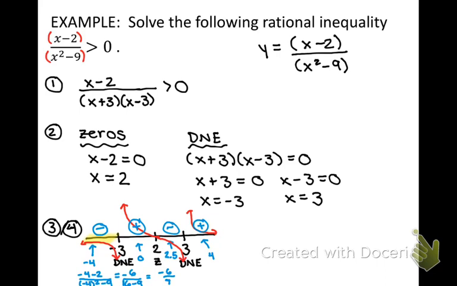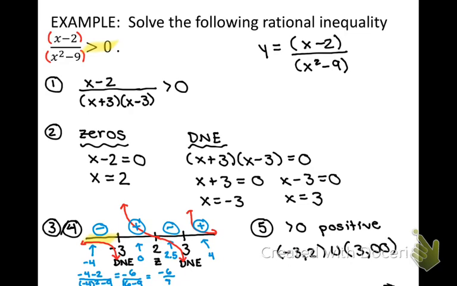Okay. Now the very last step is to answer the question. You have to make sure when you're answering the question that you refer back to the original problem. This is greater than 0. So we want to know when it's positive. And because it's greater than 0, we're going to make sure that we use parentheses. There are not going to be any brackets in this one. So we are looking at the interval from negative 3 to 2. And again, the interval from 3 to infinity. That right there is my final solution.